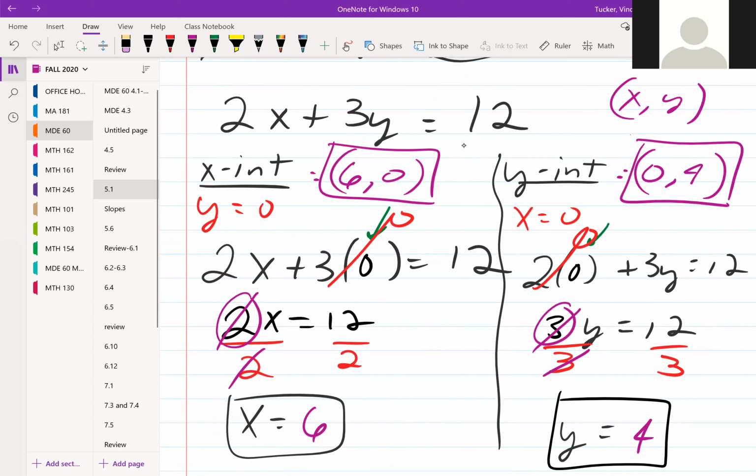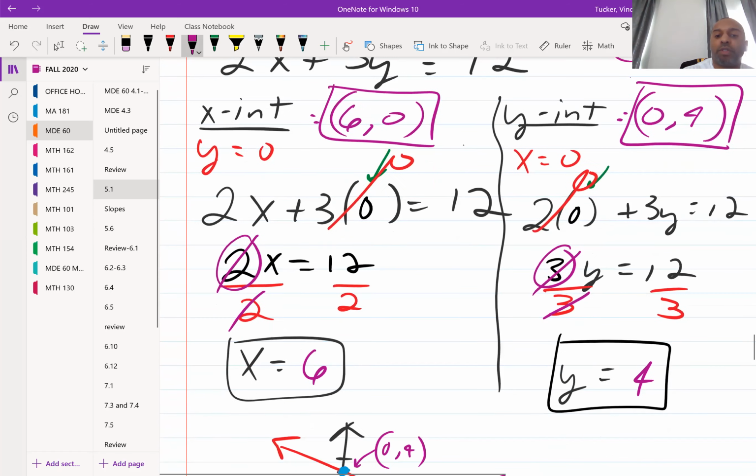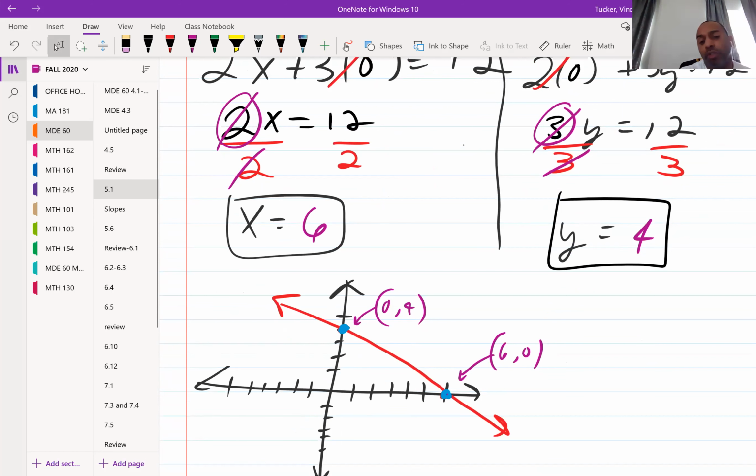All right, anybody else before we graph? So you put those 2 points on your Cartesian coordinate plane. Here we have 6, 0, and there we have 0, 4. Connect your dots, and that'll be your line. All right, any questions?